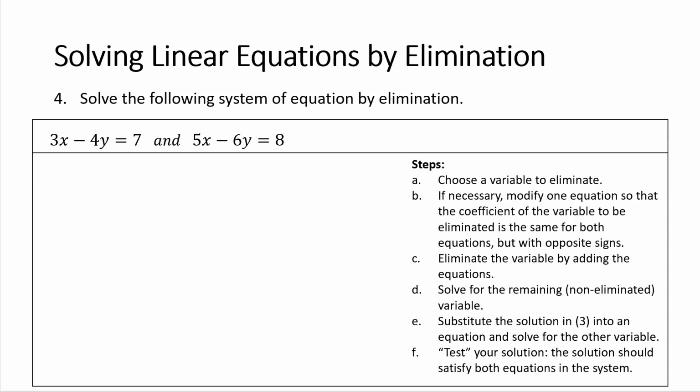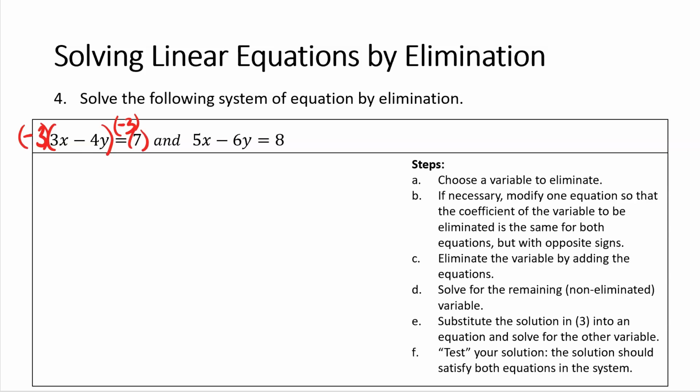I'm going to choose y. So I think about eliminating y. I have a 4y, or negative 4y, negative 6y. The lowest common multiple of 4 and 6 is 12. So basically I want one equation to have 12y and the other equation to have negative 12y. Doesn't matter which one. Let's say we take the first equation and multiply this by a negative 3.